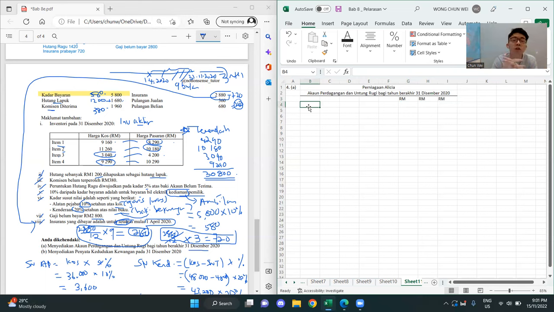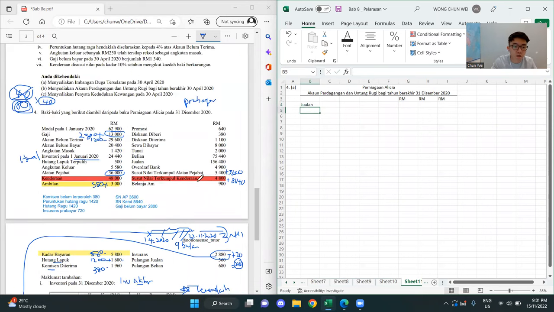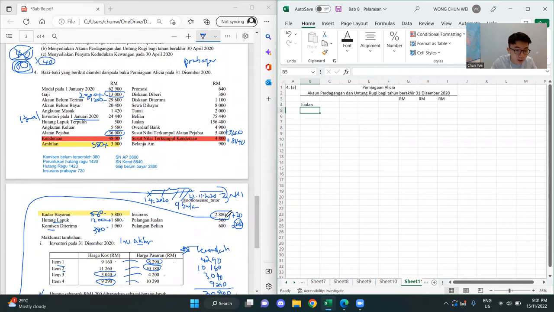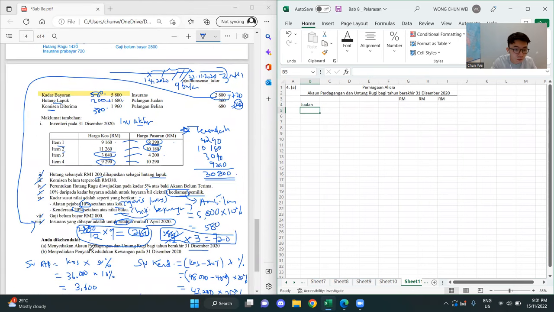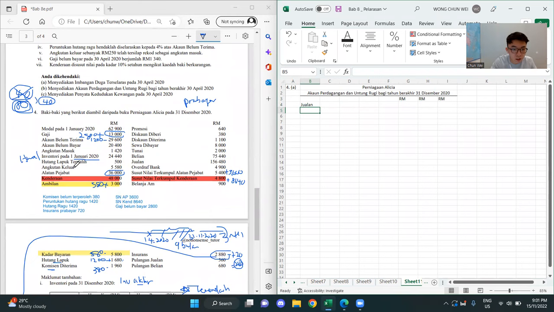Right, so make sure by now you have remembered all the format, each line for your Akaun Perdagangan dan Untung Rugi. It always starts with jualan. So you find out your jualan from here. Now you can just focus on this part, because all this information is already taken out from here. So you can just look at this part and put the figure in. Then you can save a lot of time.